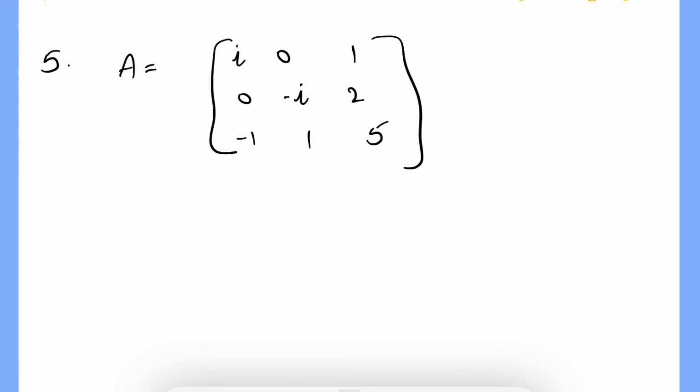Next question is, find the additive inverse of matrix A. A is i 0 1, 0 minus i 2, minus 1 1 5. He is asking to find the additive inverse of this. So additive inverse of A is minus A. Minus A can be written as minus 1 into A. Again same like the previous problem, that is scalar multiplication.